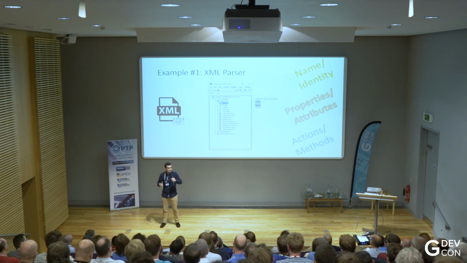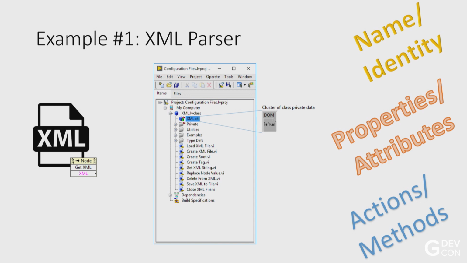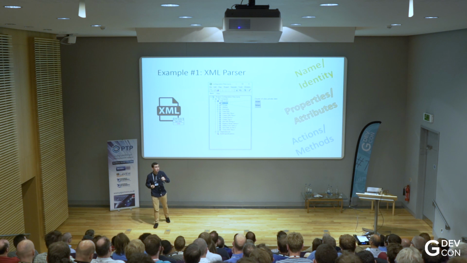So I created this class. Now this class has private data, as Daniel went into earlier, and the only thing in my private data is a document object model, and that contains everything I need to actually work this XML file. Underneath there, I have my list of methods, and I decided on my list of methods before I created this class.